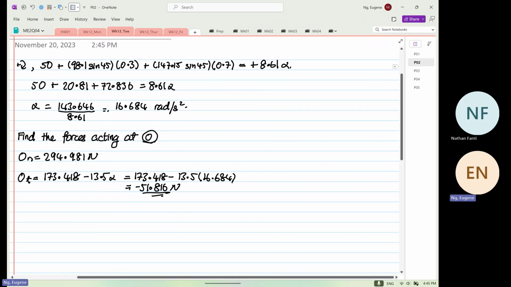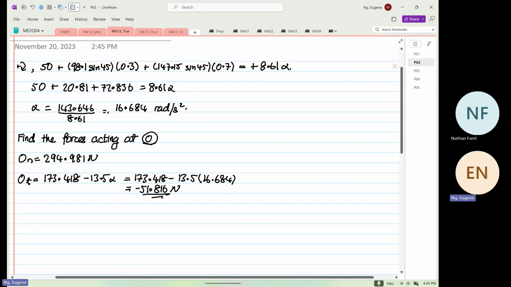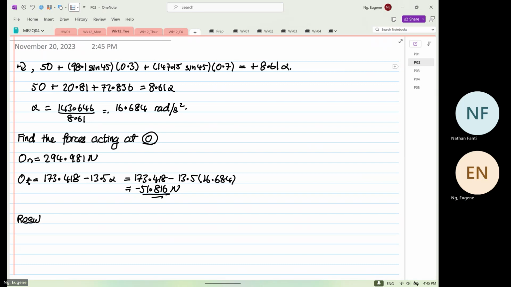Right. So from there, finally, we can calculate the resultant forces acting on point O. This will be equal to the square root of 294.981 squared plus minus 51.816 squared. Minus or not does not matter, but let's be good. Square root of the whole thing is 299.5.